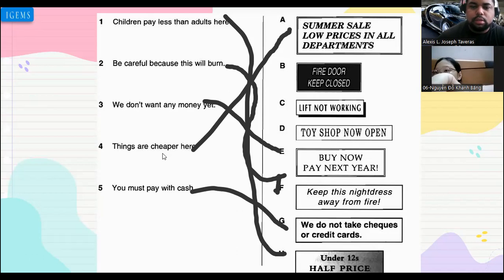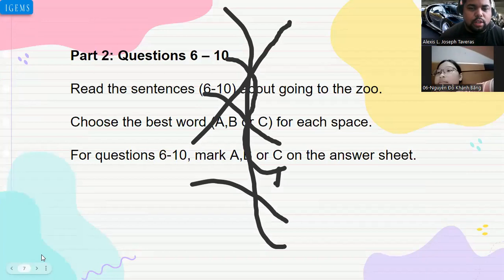You must pay with cash. What is it going to be? The must pay with cash is. Wait. We do not take checks or credit card. F. Okay, let's continue. So look at this.